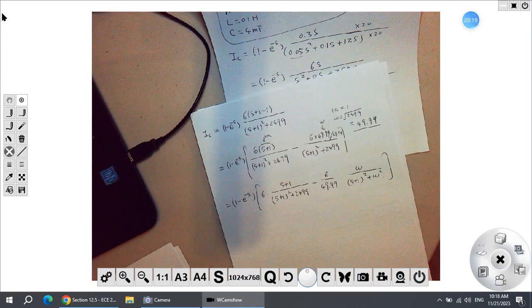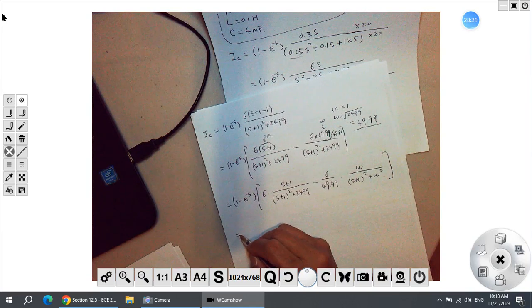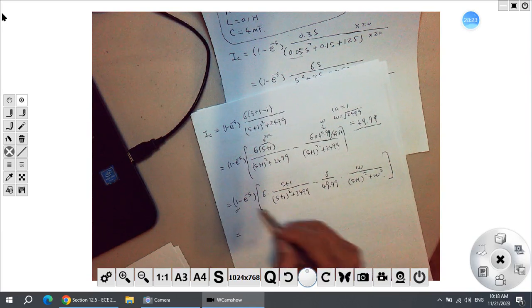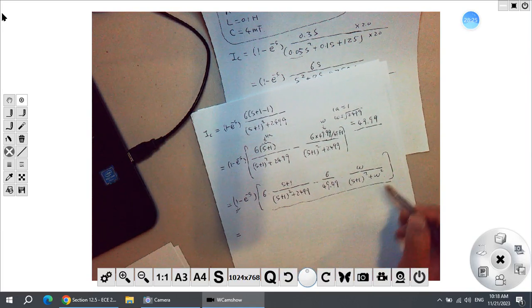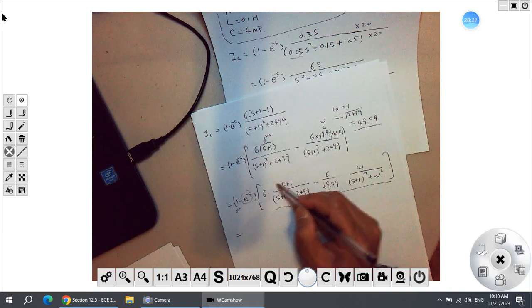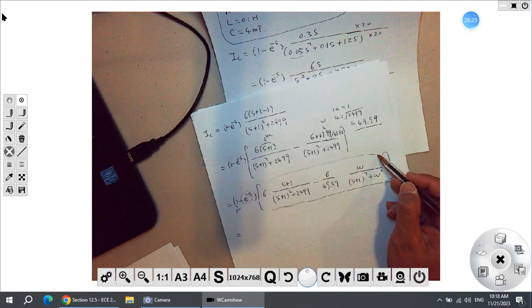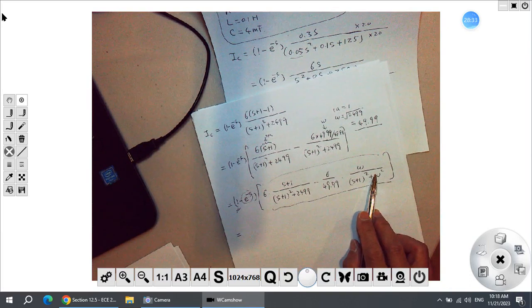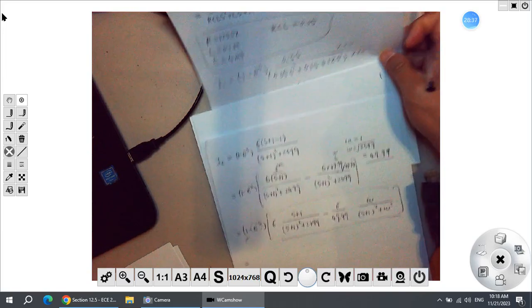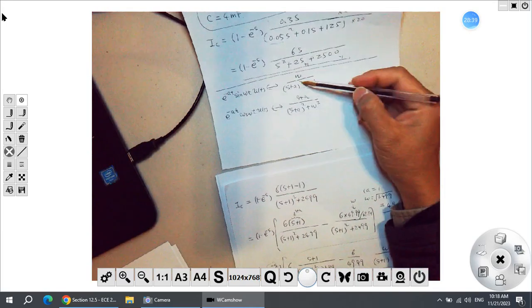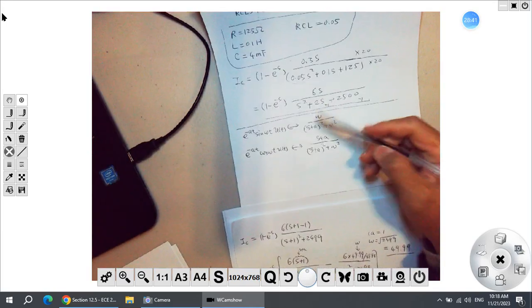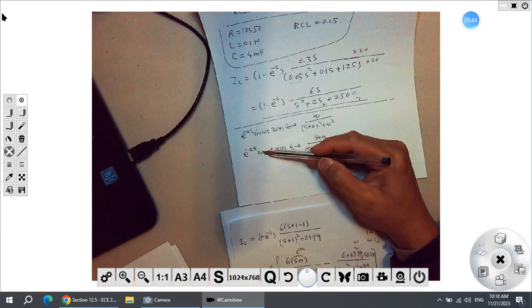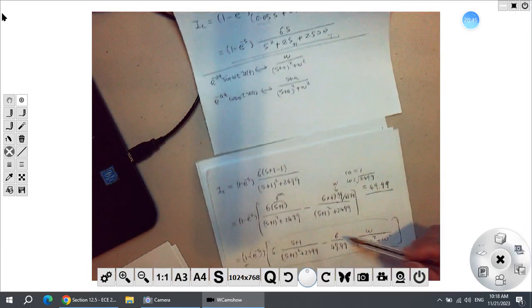Alright, so now we have two parts. One part is 1 times all of these, and one is e to the negative s times all of these. For 1 times all of these, we can use the table directly. We can use these two, and we can find these two. And e to the negative s.